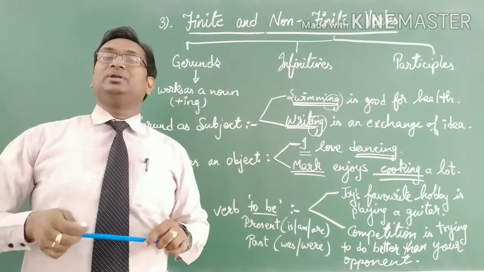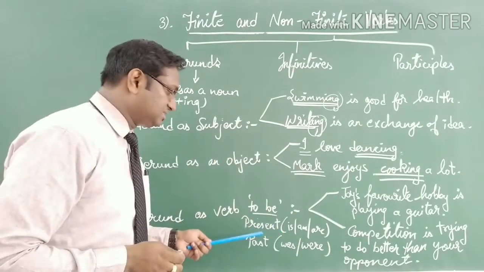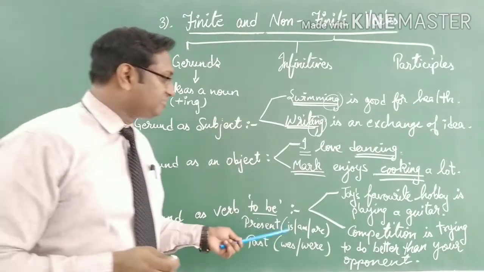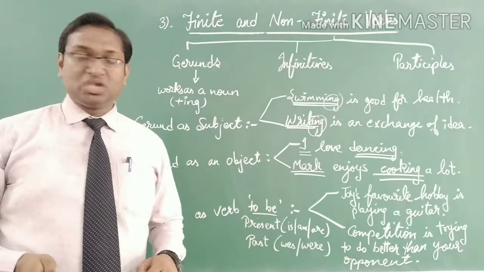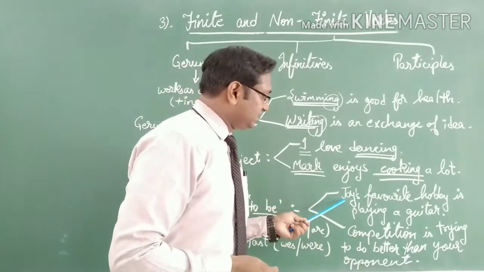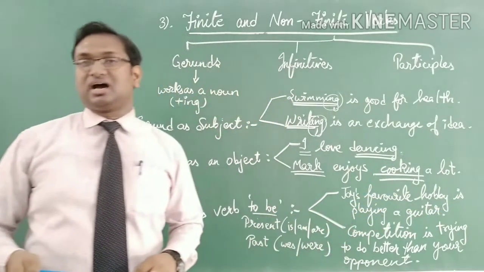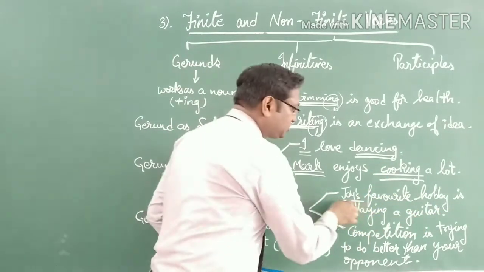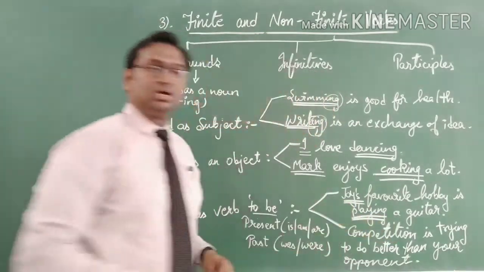Complementary verb or complement of the verb to be. Now, to be means present or past. In present we have is, am, are, and in past we have was, were. So over here, see the example. Joy's favorite hobby is playing a guitar. Now over here, Joy is your subject and playing is your verb.